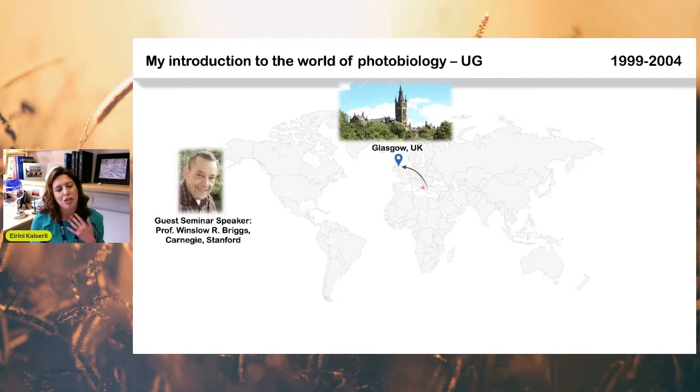And that's one of the reasons that I attended a guest seminar by the late Professor Winslow Briggs. He was talking about a novel photoreceptor family that was identified in his lab. They were blue light receptors, the phototropins, and they control phototropism, which is directional growth towards light. This phenomenon was reported by Darwin, and it was only in the late 1990s that the gene was cloned and identified, which is amazing.